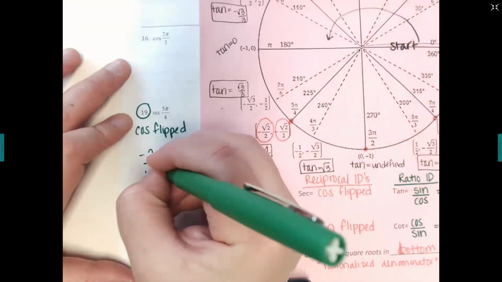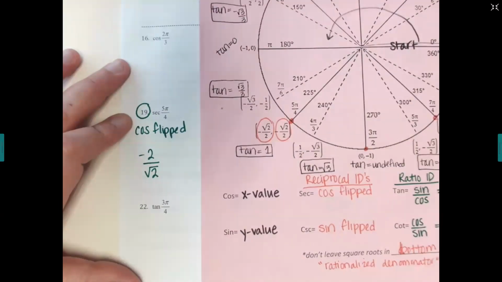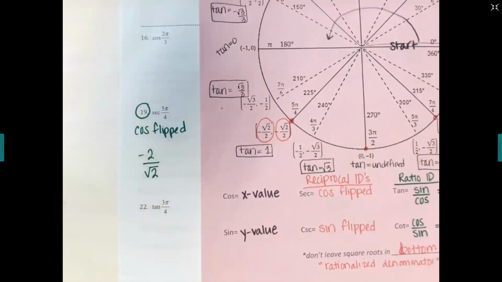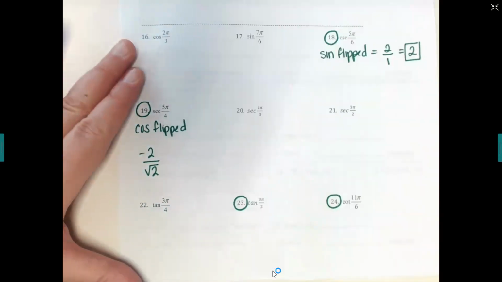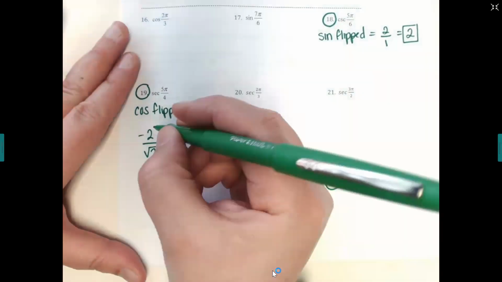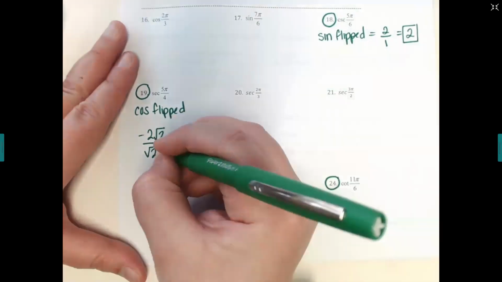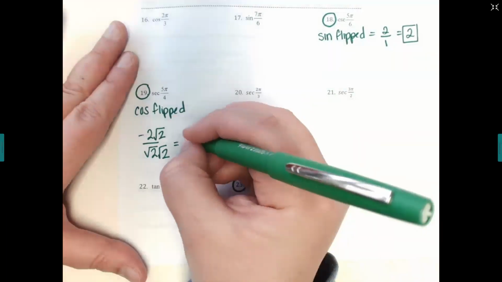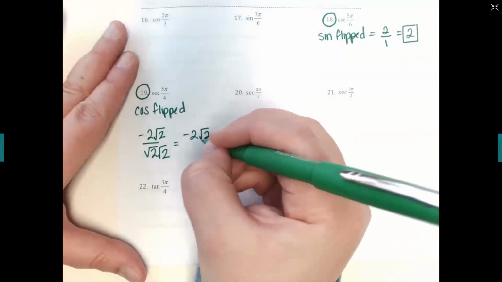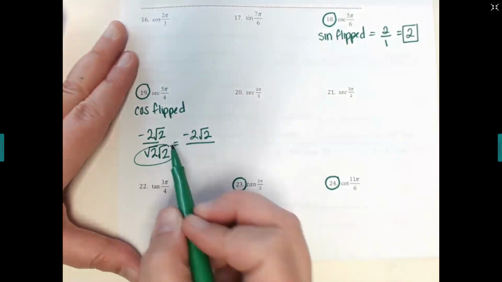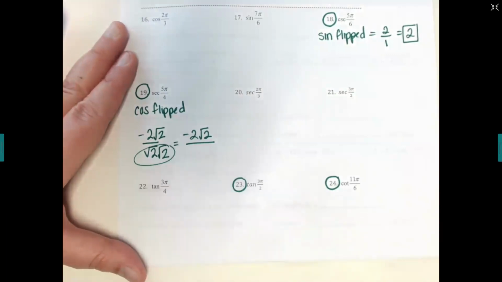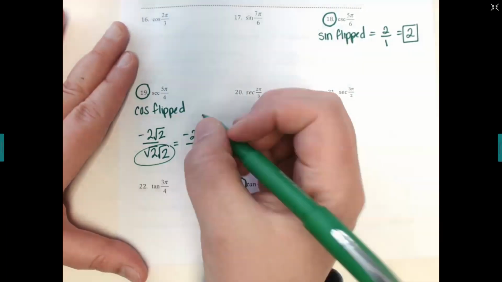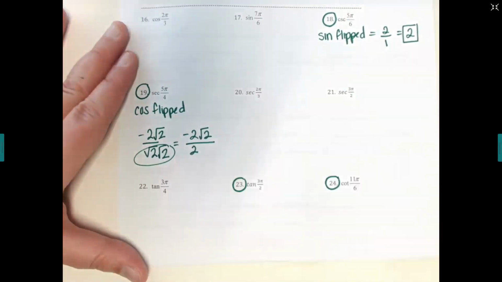2 over root 2. Because remember, you have to flip it if it's one of the reciprocal IDs, secant and cosine. Okay, from there, how do I fix the root 2 on bottom? Another one here, another one here. Which means that on top, I have -2 root 2. What happens when you repeat a root on the bottom? You just keep the number. So if it's root 2 and root 2, now that's a regular 2. Is that my final answer?